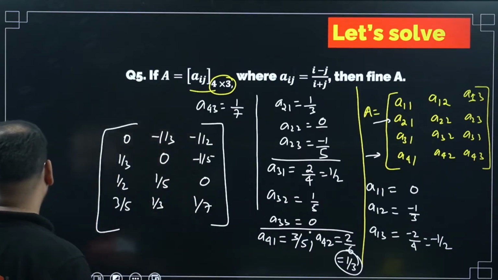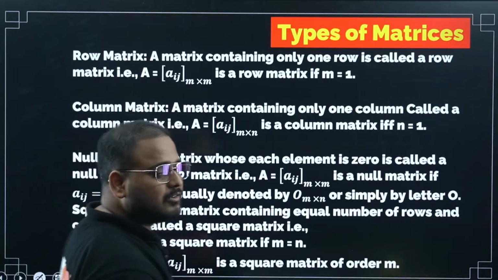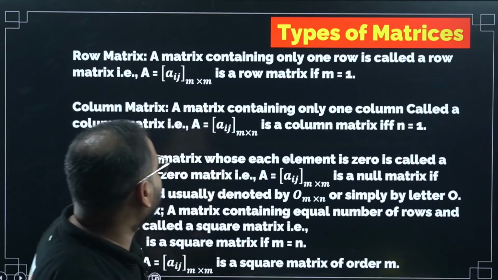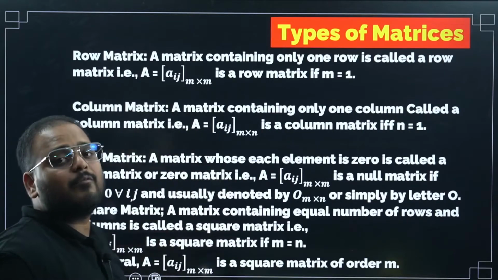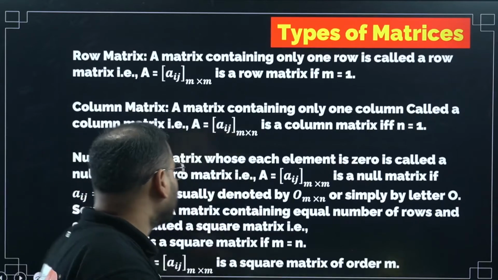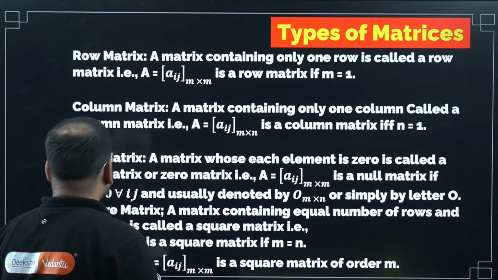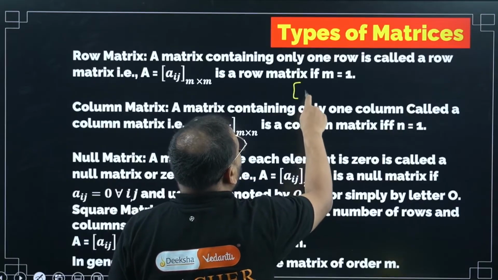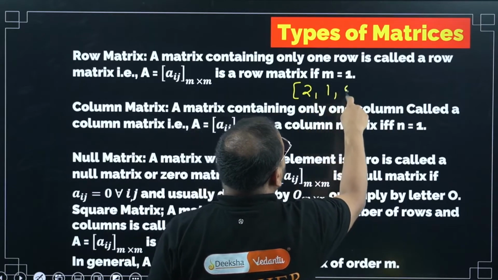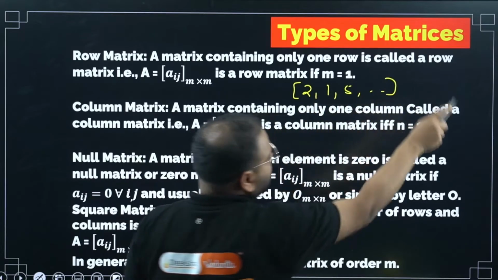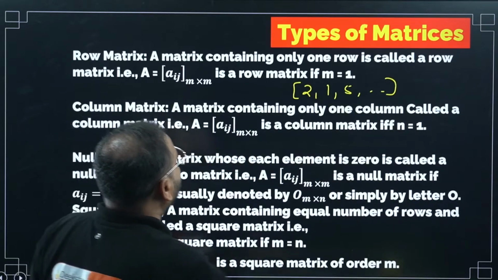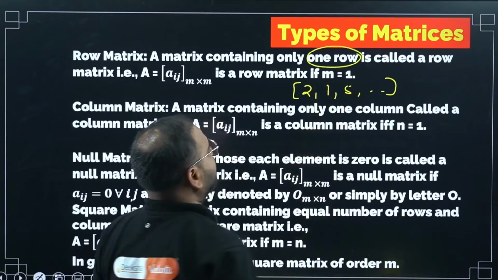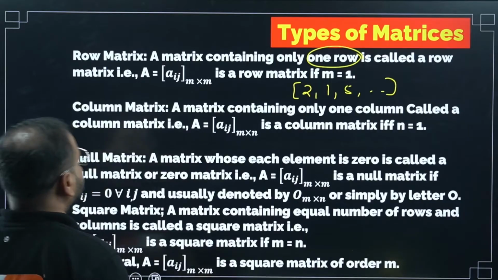Yes, sir. Now some definitions on the types of matrices. A row matrix will have only one row. I wrote some examples for this also, like 2, 1, 5, and keep going on like this. So this will be a row matrix, only one row.